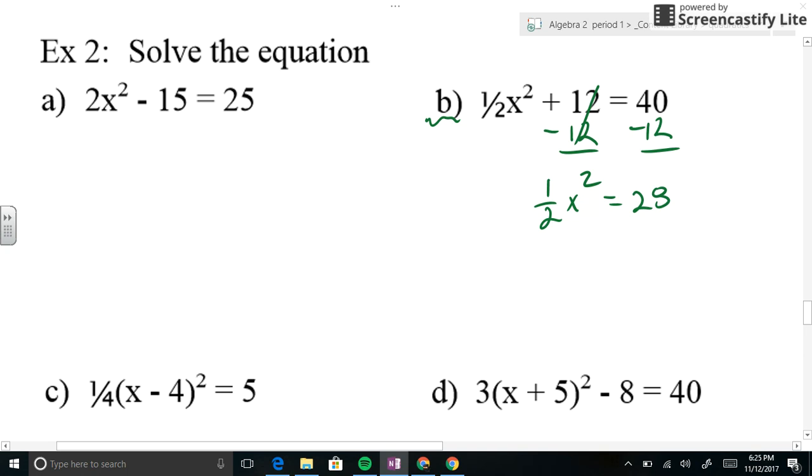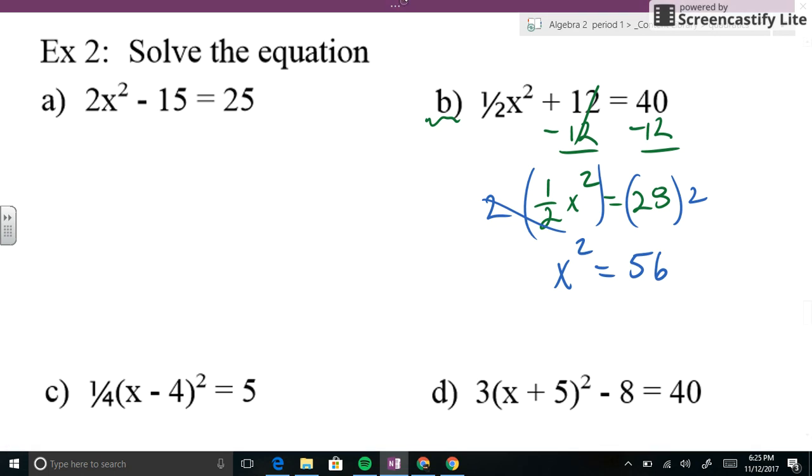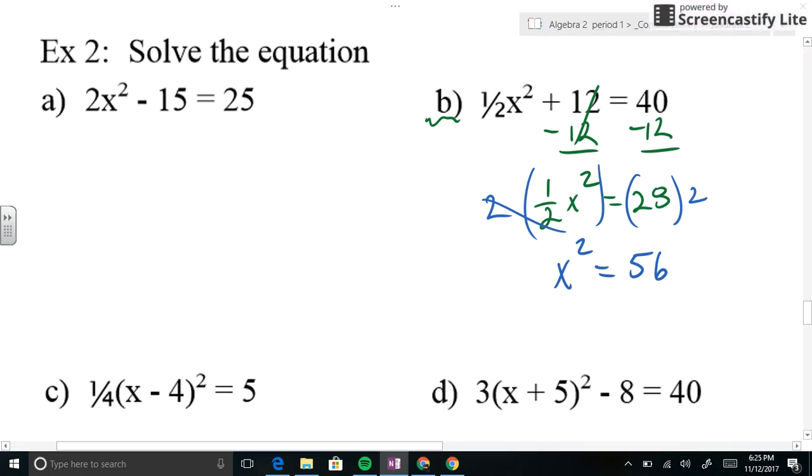Now we got to get rid of the 1/2. So we're going to multiply both sides by 2. And 2 and the 1/2 will cancel out. So we get a 1x squared, or just x squared, equals 28 times 2, which is 56. And then, of course, the last step would be to get rid of that squared, which is to do the square root. And a square and a square root will cancel each other out. So we'll just have the x by itself.